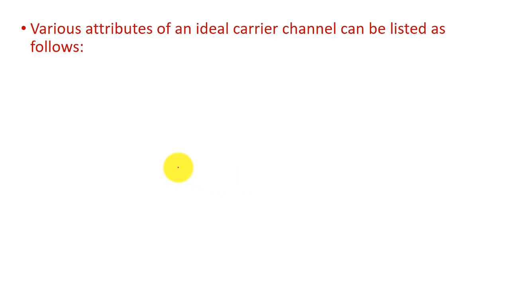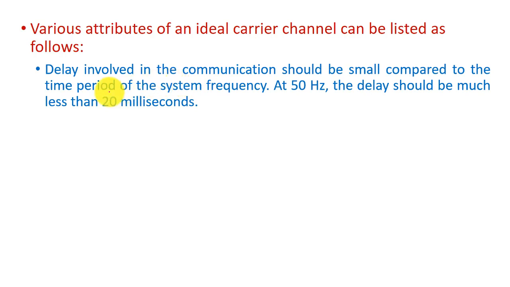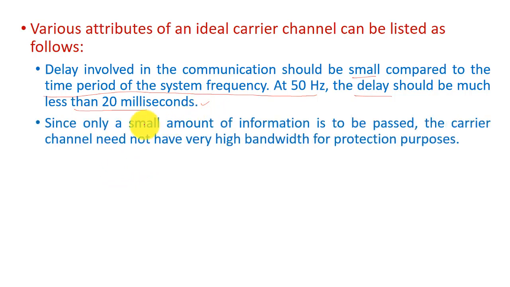So what are the various attributes of an ideal carrier channel? Let us see, they are listed as follows. The delay involved in the communication should be small compared to the time period of the system frequency. If your system frequency is 50 hertz, then the delay should be much less than 20 milliseconds. That is the type of communication scheme we should choose.